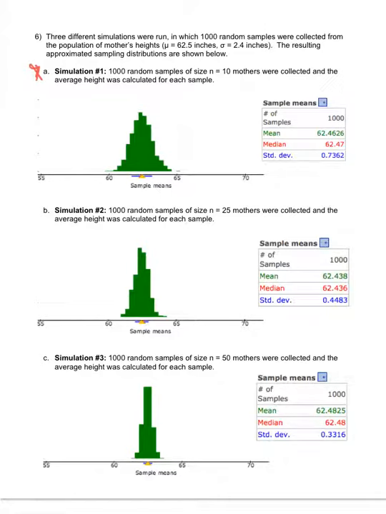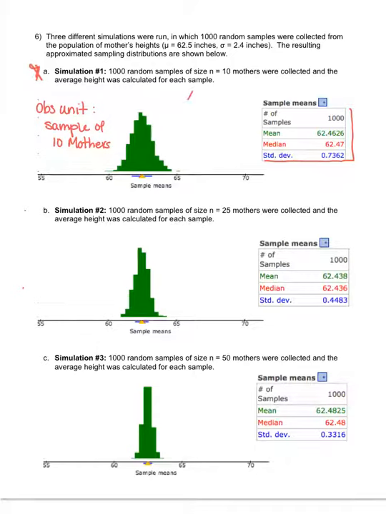So we can see here that the summary we have is talking about the summary of our samples. Now our observational unit for this simulation is really a sample of 10 mothers. So each point that was plotted for this histogram is the X bar for 10 mothers.